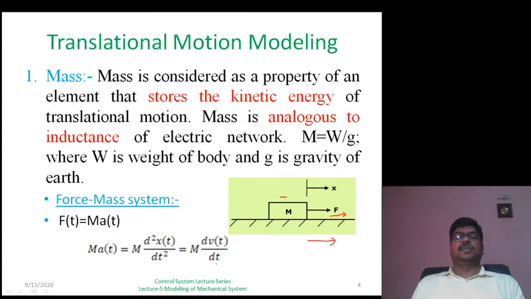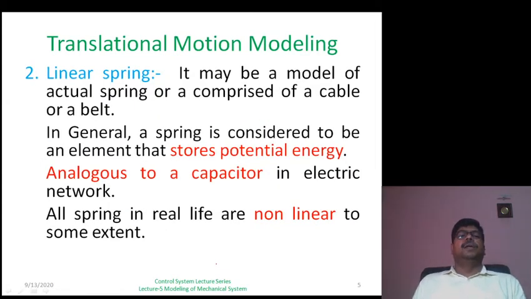The second element is a linear spring, and this may be an actual spring or a cable or a belt, and basically it stores potential energy, and it is analogous to the capacitor in the network. In an electrical system we know that there are two devices or elements that store energy. First one is an inductor, second one is a capacitor. These two are analogous to the mass and linear spring in the mechanical system.